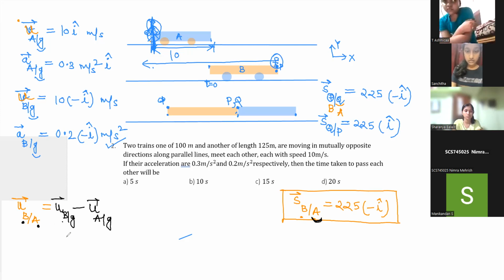Sanchita, understood or not? Just say no if you don't understand it, okay?